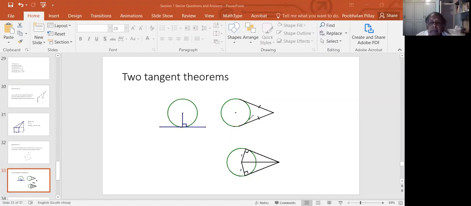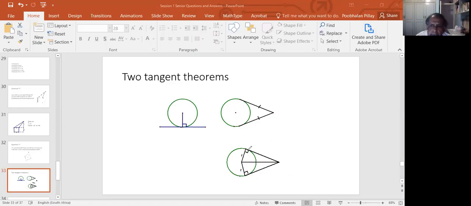Right? In my book, I explain why these are true. Why is this perpendicular? And I explain why these are equal. So if you go to my book, I think all of you probably have the book, 1000 Mathematics Olympiad Problems, and go into the geometry section, you will find out why these are equal. But I can prove it very quickly here.